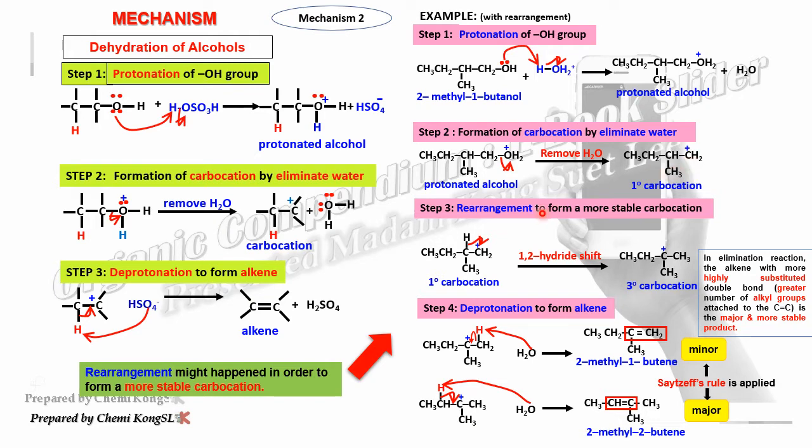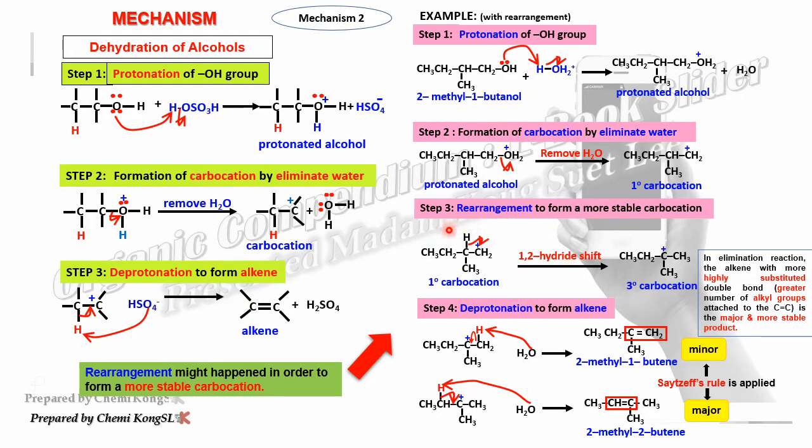Okay, now step 3. This is an extra step which involves rearrangement. Why? Because we need to form a more stable carbocation. So for rearrangement, it can be a 1,2 hydride shift or a 1,2 methyl shift. What is the difference between hydride and methyl? Hydride means the moving of a hydrogen atom. Methyl means the moving of CH3. You can check from your textbook, sure there is an example about hydride or methyl shift.